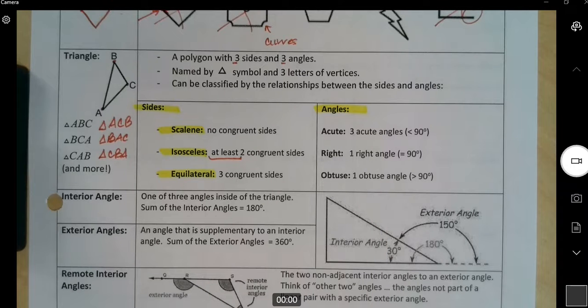A special kind of isosceles triangle is an equilateral triangle. I'll say that one more time. A special kind of isosceles. So every equilateral triangle is also isosceles. So an isosceles triangle has at least 2 congruent sides. Equilateral exactly 3.